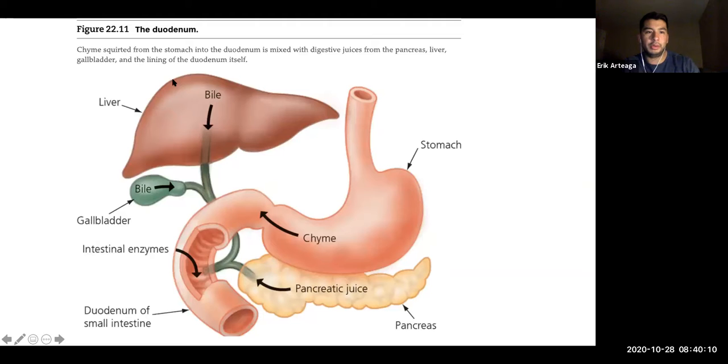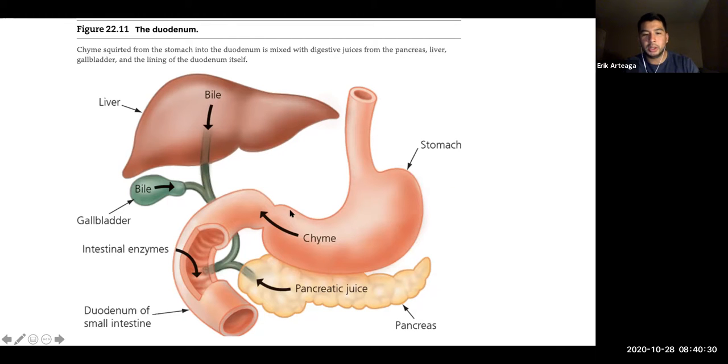All right, so here we have chyme squirted from the stomach to the duodenum, mixed with digestive juices from the pancreas, liver, gallbladder, and the lining of the duodenum itself. So here we have the innervation of the liver, the bile duct, right, into the intestine. You also have the pancreatic juices being innervated here in the duodenum as well.